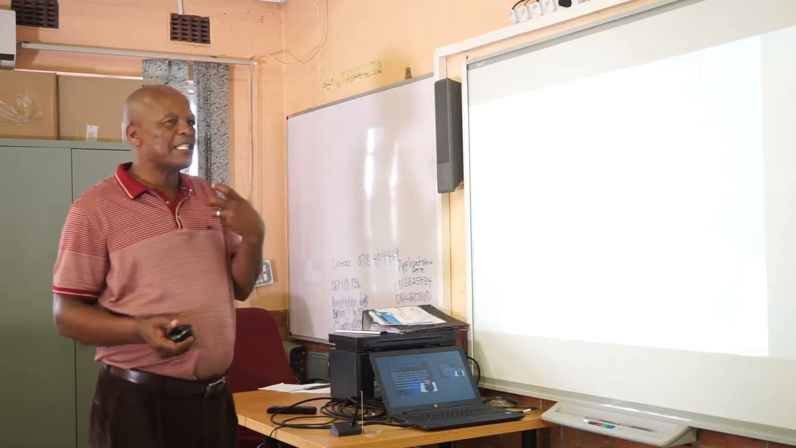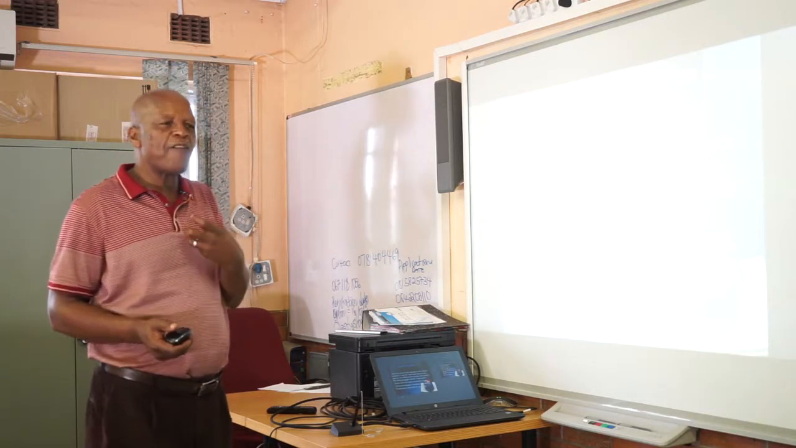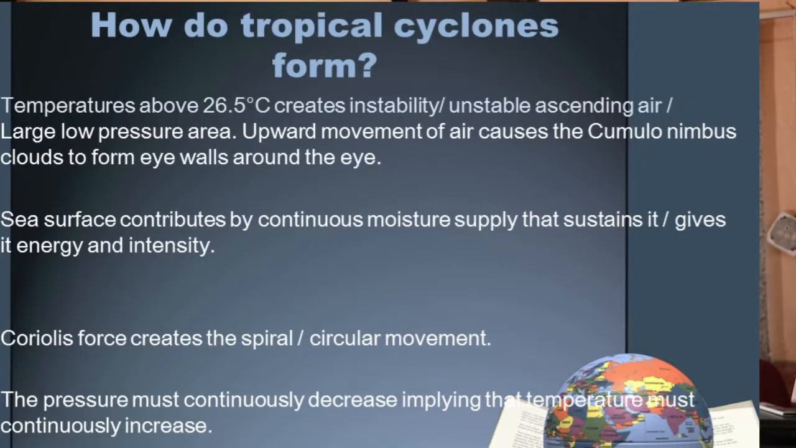Tropical cyclones depend on continuous supply of moisture because it's the moisture that sustains them. And with the temperatures, let us not only say temperatures above 26.5 degrees Celsius, let us say sea surface temperatures, because tropical cyclones only form over warm what? Oceans.